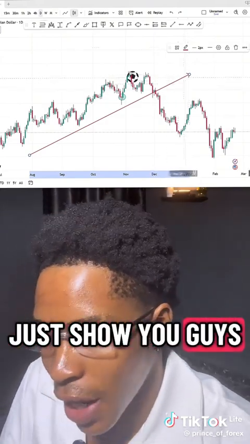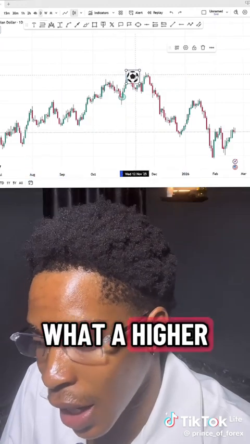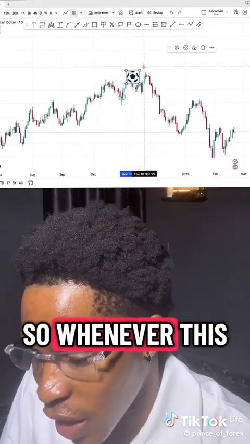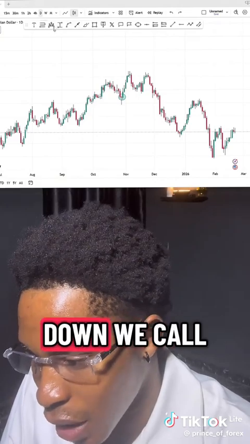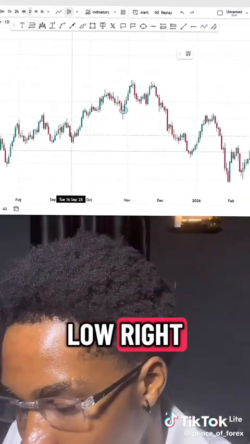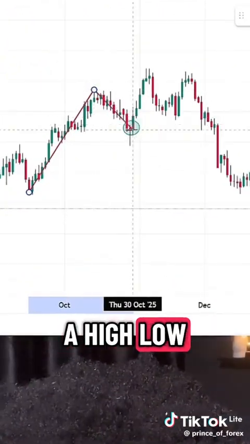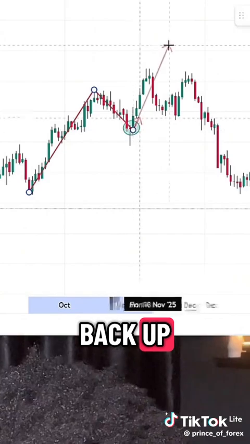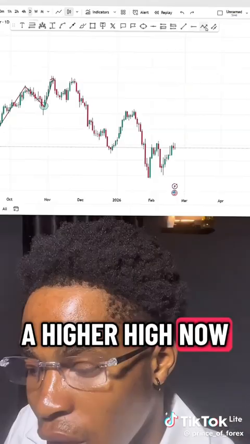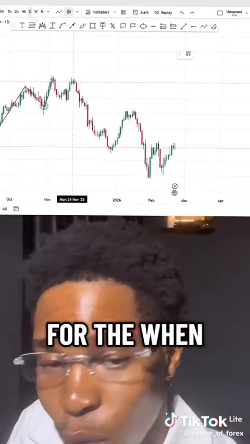So let me show you guys what a higher high is and what a higher low is. Whenever this ball comes back down, we call it a higher low. Whenever it goes back up, we call it a higher high. Now the same thing happens when it's going down.